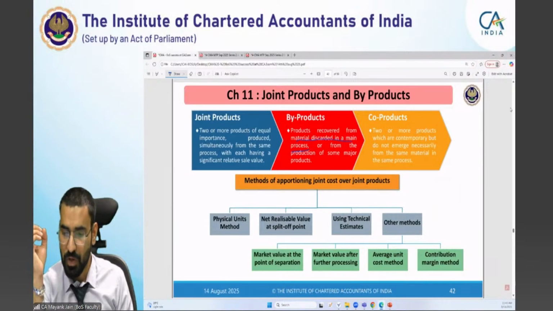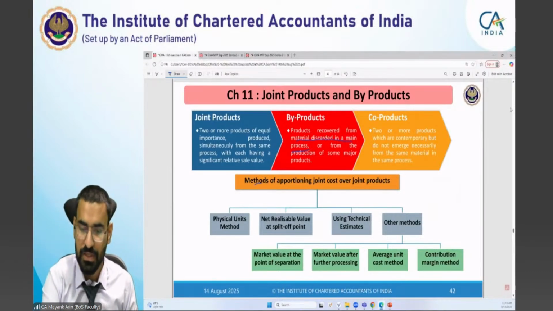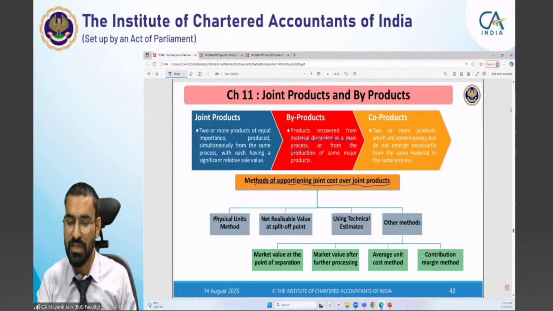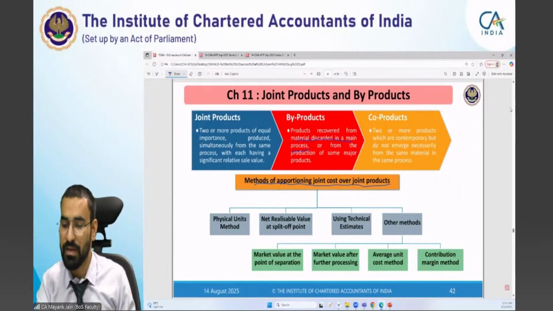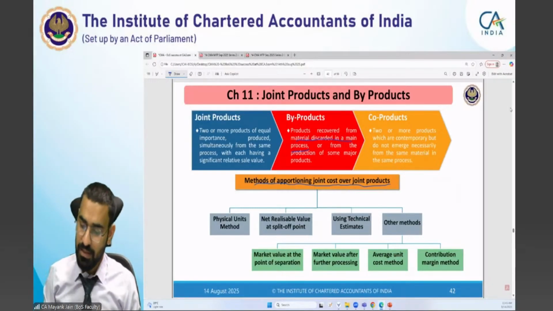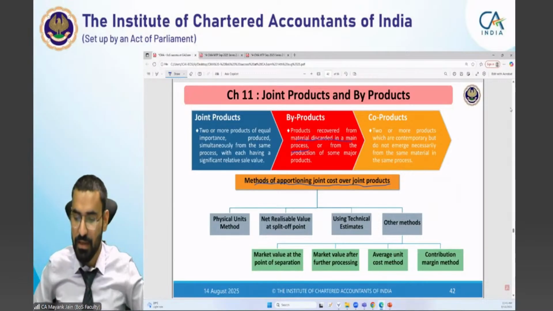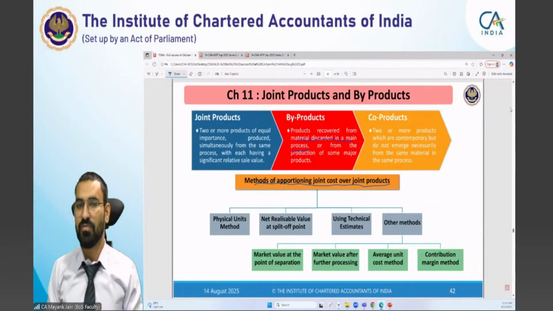And the co-product. Next is the method of apportioning joint cost over the joint product. Physical unit method, NRV method, one of the most important methods, and the other methods or other technical estimates like contribution margin method, average unit cost method, market value after further processing, market value at the point of separation. These are some of the joint apportioning methods.